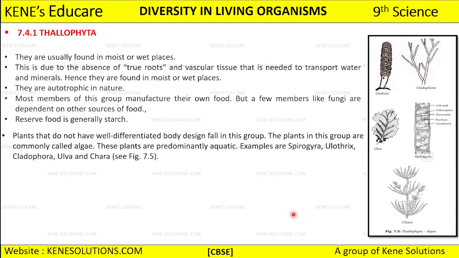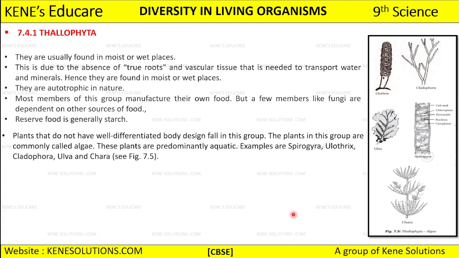Autotrophic means they are going to prepare their own food. So all the plants under division Thallophyta are going to be autotrophic in nature and manufacture their own food. But there are a few members like fungi. They are always going to be dependent on other sources of food. Whatever food they reserve, just like when we have extra food left over, where do we reserve that? In the fridge. In the same way, plants also reserve some kind of food, and they reserve it in the form of starch.